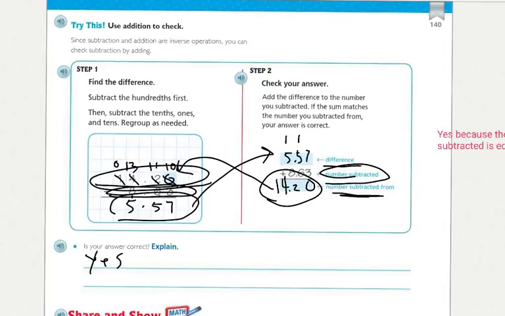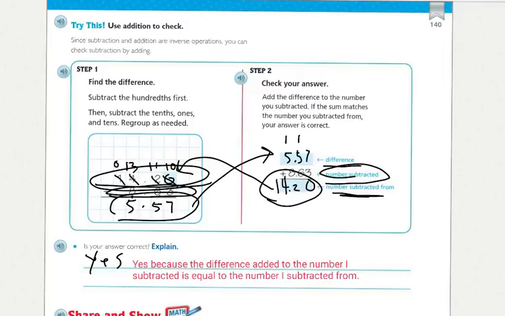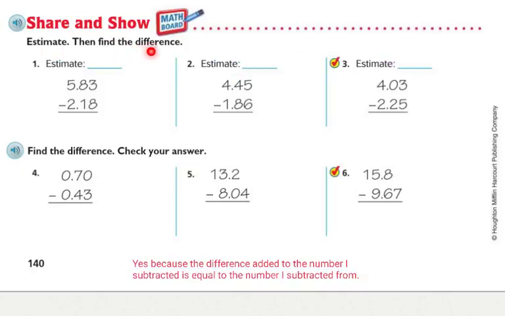Because the difference, the answer is yes, because the difference added to the number I subtracted is equal to the number that I subtracted from. All right, let's do the estimating, find the difference. So let's estimate: 5.83 is close to 6, 2.18 is closer to 2. So my 6 minus 2 is 4, so my estimate is 4.